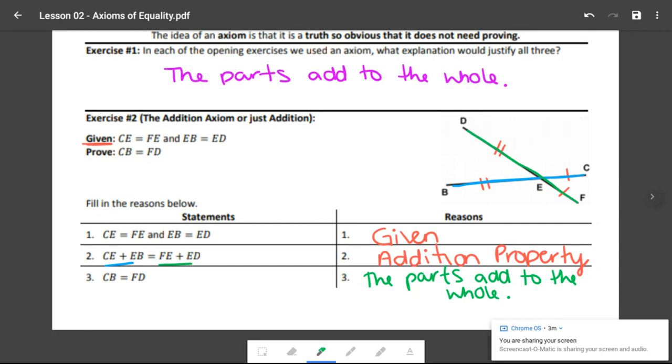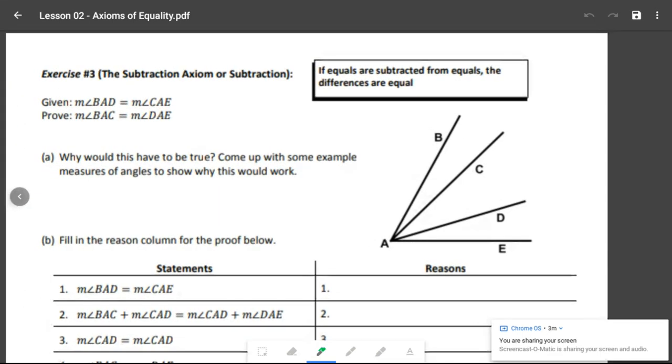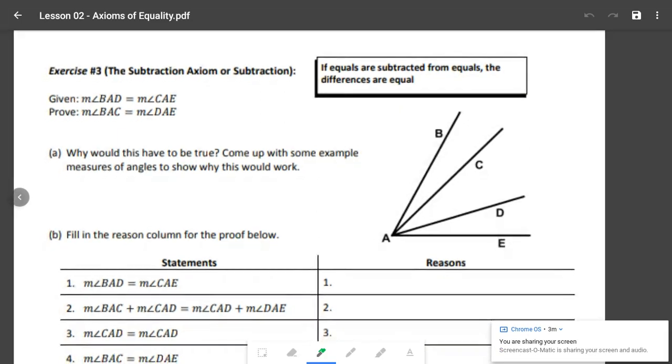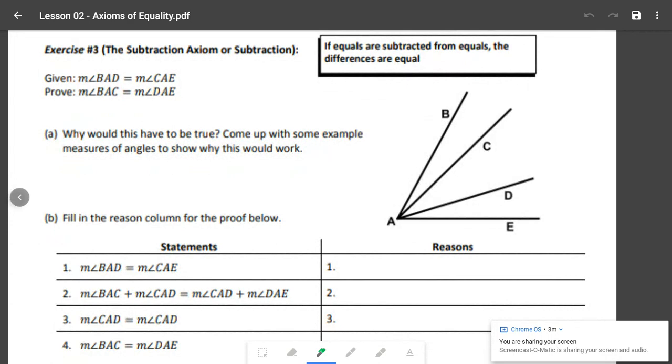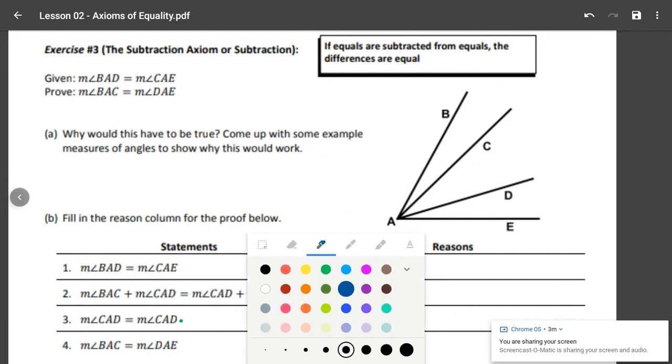Going on to the next page here, we also have the subtraction axiom. So we just saw the addition axiom. You could call it axiom, you could call it property. I usually use property. Either way is fine. Now, similar with angles, as long as the measure is indicated, that little M in front, we can use the equal symbol. But if it's not there, we stick to congruent. So for this one, we're just going to stick with our equal symbol.